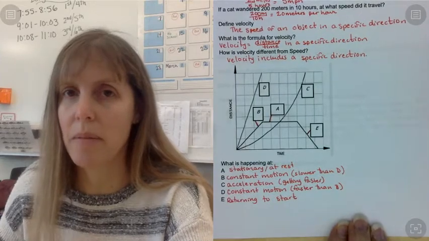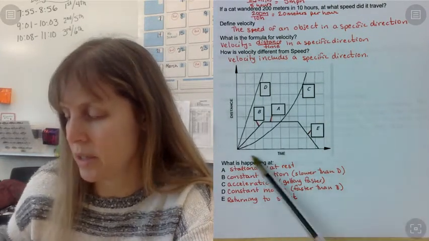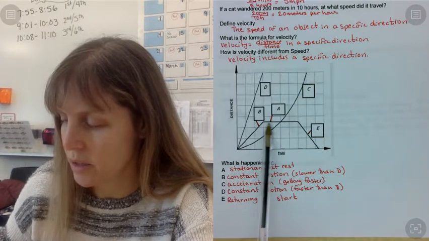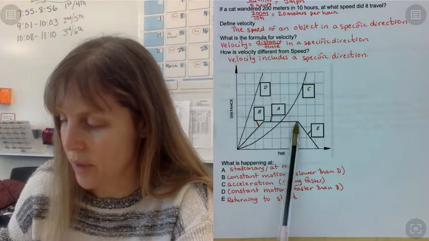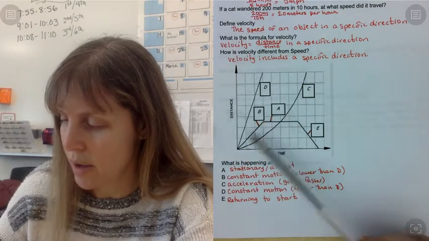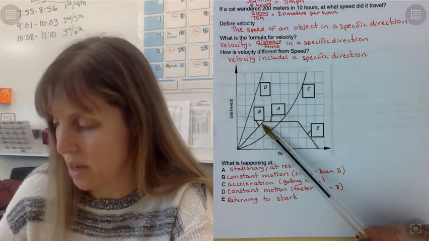I'm going to move this up. All right, so we're looking at this particular distance time graph. What's happening at A? It's either stationary or at rest. Either one is fine, but there's no motion. At B, there's constant motion, and B is slower than D because the slope is not as steep.